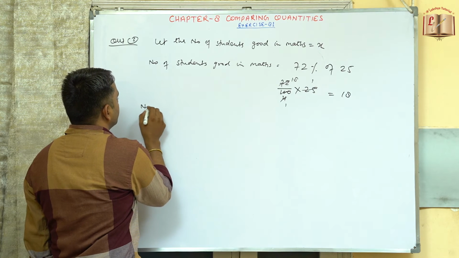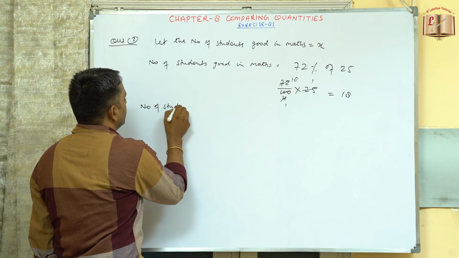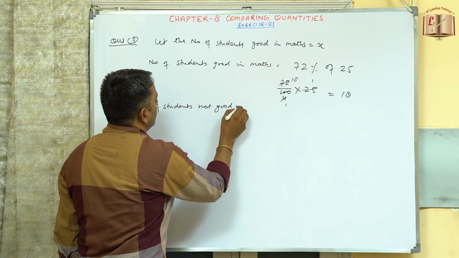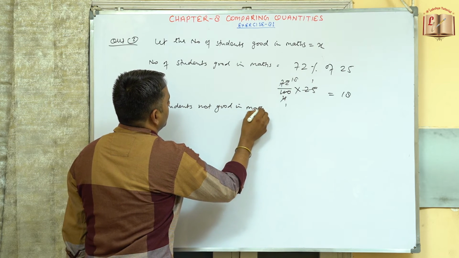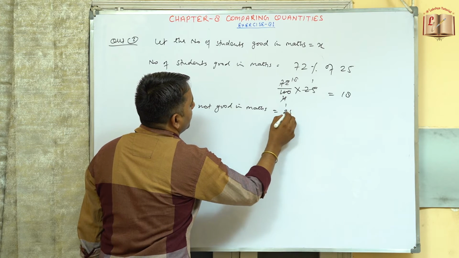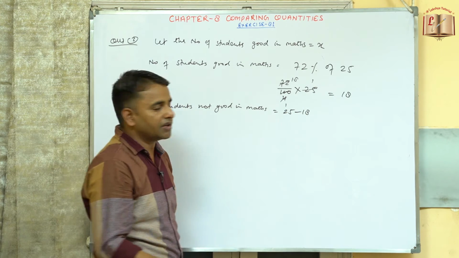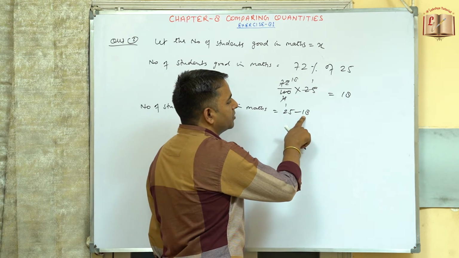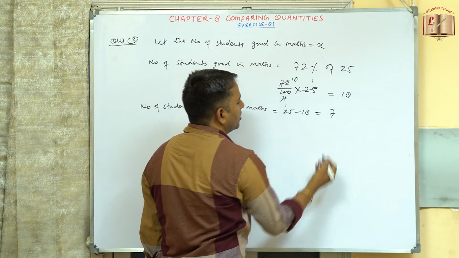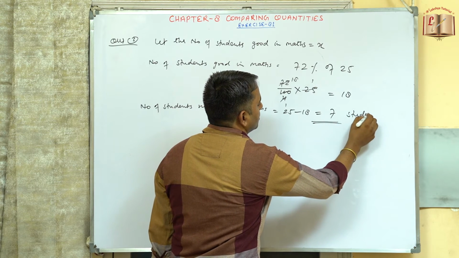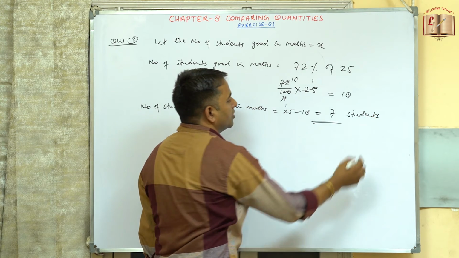So number of students not good in maths, this will be 25 minus 18. Total number of students are 25. 25 में से good in mathematics 18. So remaining are not good in maths. So they are 7 students. Those who are not good in maths.